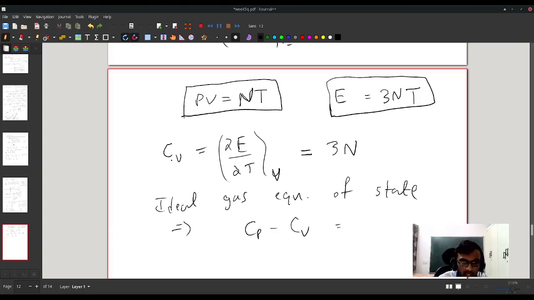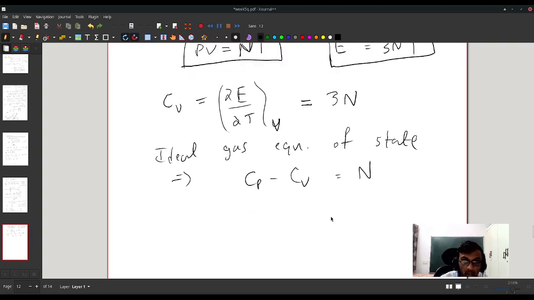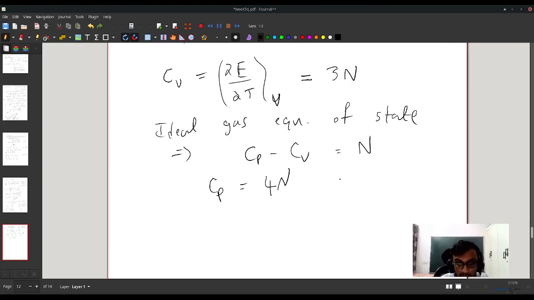So these are the total heat capacities, not intensive heat capacities. N is the total number of particles. So Cp is going to be 4N. Like I said, these are not specific heat capacities. These are total heat capacities. And similarly, this is also the total.